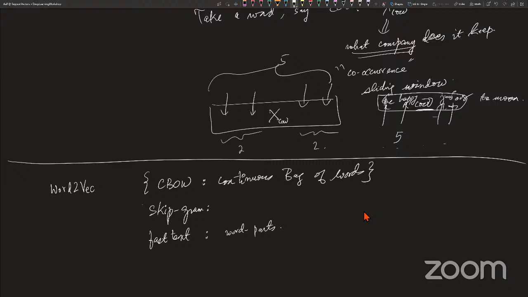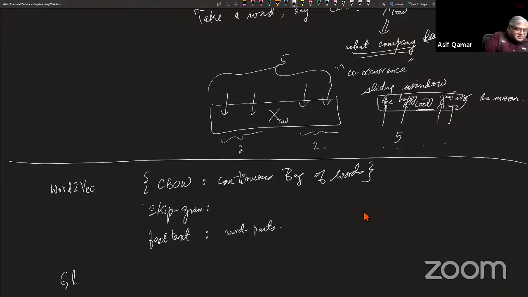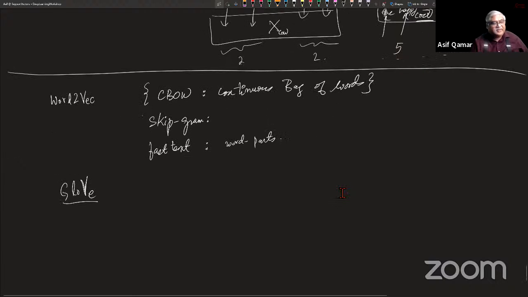Then there is another algorithm which is called GloVe, with a capital V. Think of it as a global vector. In other words, it's a vector derived from a little bit more broad study of documents. So what I'm going to do now is give you the intuition. All of these intuitions are based upon co-occurrence within a window.